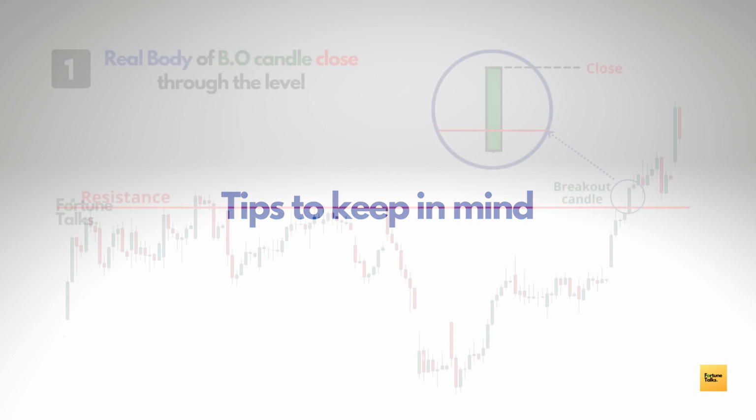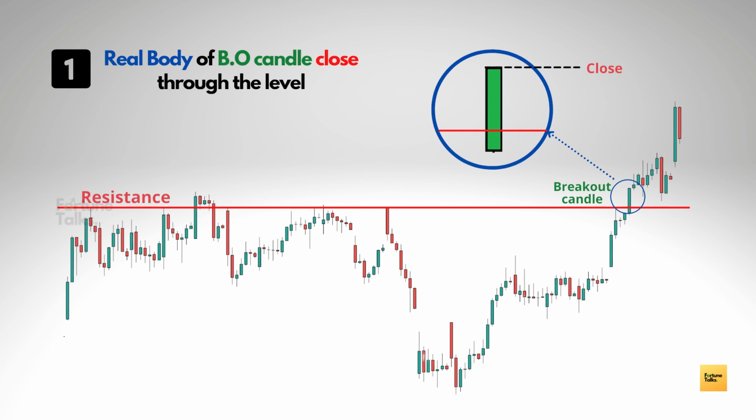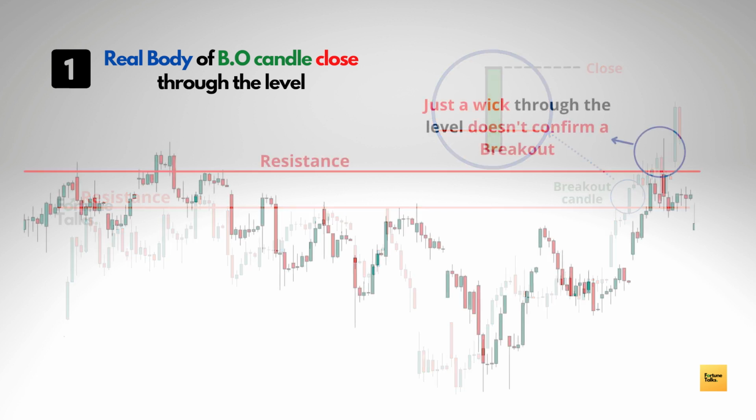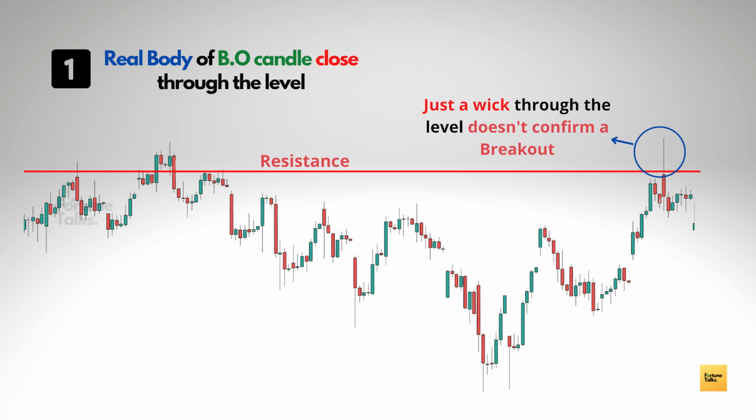The first thing is that you have to wait to see if the candlestick closes through the line of support or resistance, which means that the real body of the breakout candle should close above the resistance level, or the real body of the breakout candle should close below the support level, which in turn means that just a wick poking through the level is not enough to confirm a breakout. So it's a good rule to follow, but on its own, it's not particularly reliable.